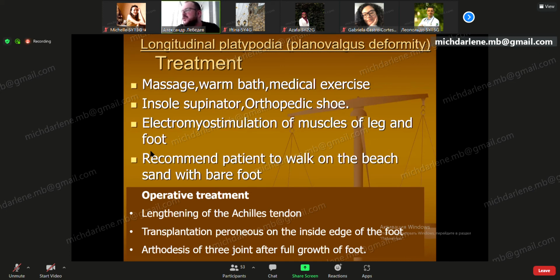Why? Because don't forget that the child grows. That's why her feet grow too, and the size of the shoes increases too, and this child must have new orthopedic shoes every season. You try to reduce this imbalance between the tibial and fibular muscles by electromyostimulation of the muscles. You recommend walking on the beach barefoot and some other things, and you don't find any fast results.